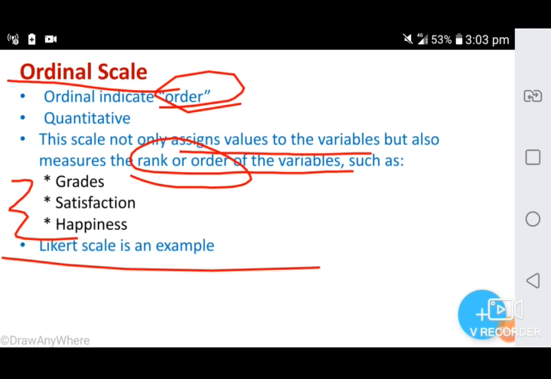Then another example, understanding the socio-economic background of the target audience: rich, middle class or poor, etc. So ordinal scale, ordinal indicates order. It not only assigns values but also ranks or orders the variable. It's called ordinal scale.